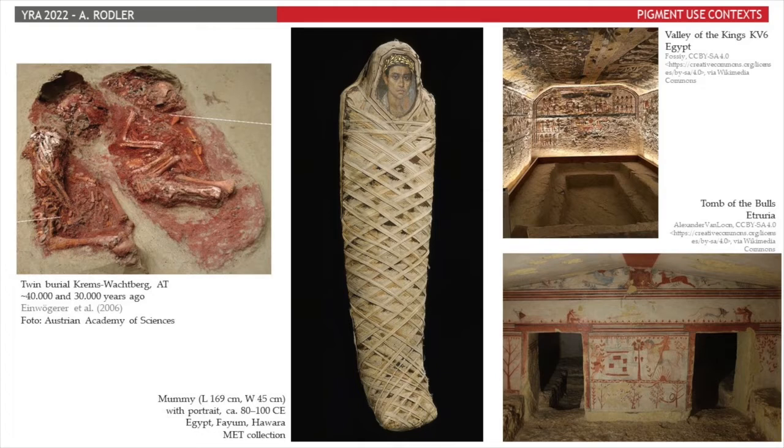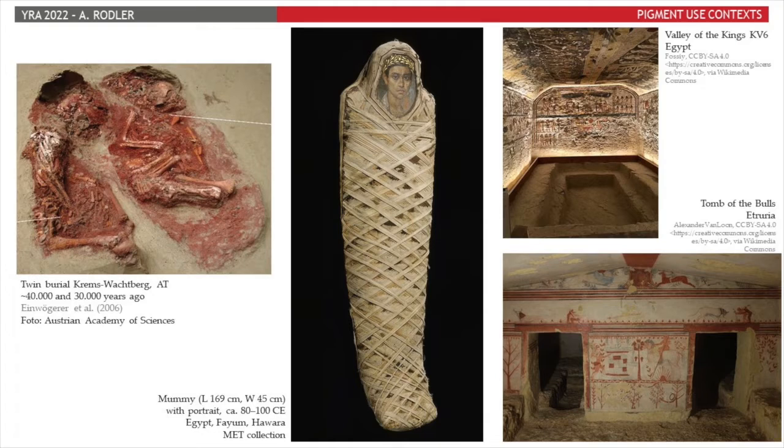So here what you see is, for example, a twin burial in Krems-Wartberg in Austria. It's estimated to be 40 to 30,000 years old. Both of them were buried in thick layers of red paint. And then in the middle here you see a mummy with a beautiful mummy portrait. That's part of the collection of the Met.